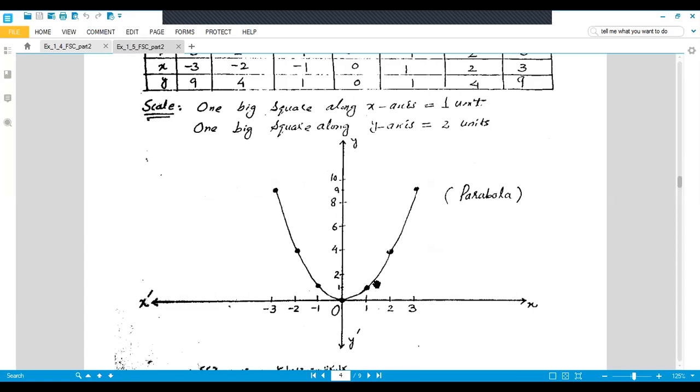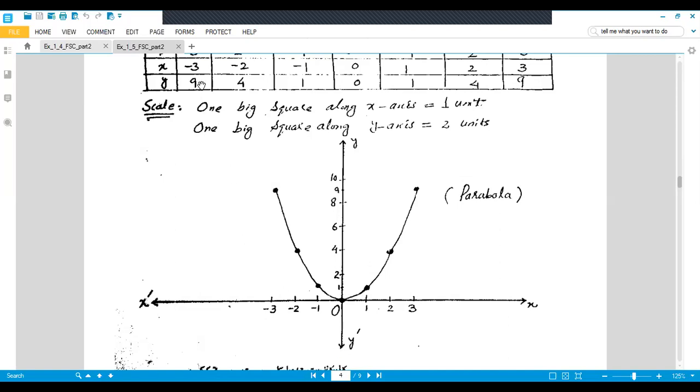On the x-axis you have minus 3, minus 2, minus 1, we write it here, 0, and then positive 1, positive 2, positive 3. If you check the y-axis, there is no negative value, all values are positive. The smallest value is 0 and the largest value is 9. So we take 0, and then after 5 small boxes 1, after 5 small boxes 2, then 3, 4, 5, 6, 7, 8, 9, and 10.